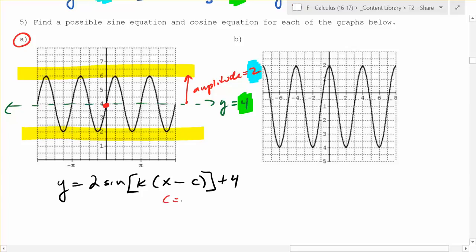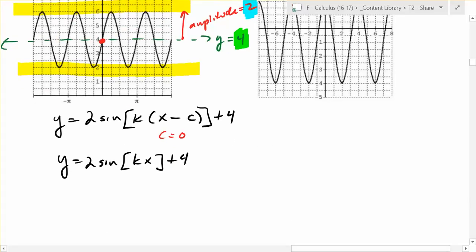At c equals 0, because it's sine starting where the midline hits x equals 0. So write it again: y is equal to 2 sine kx plus 4. Now what was the thing you had to remember about k? What did k equal? Do you remember? K equals something. Find it.